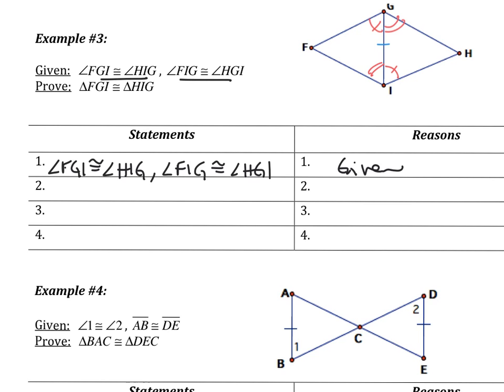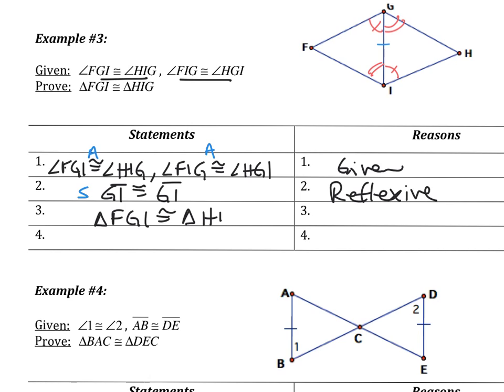Then Charlie said GI is congruent to GI. And hopefully you understand that's reflexive. And double checking, I got a set of angles congruent, a set of angles congruent, a set of sides congruent. So I'm basically done. I can now go triangle FGI is congruent to triangle HIG. And you all said ASA.